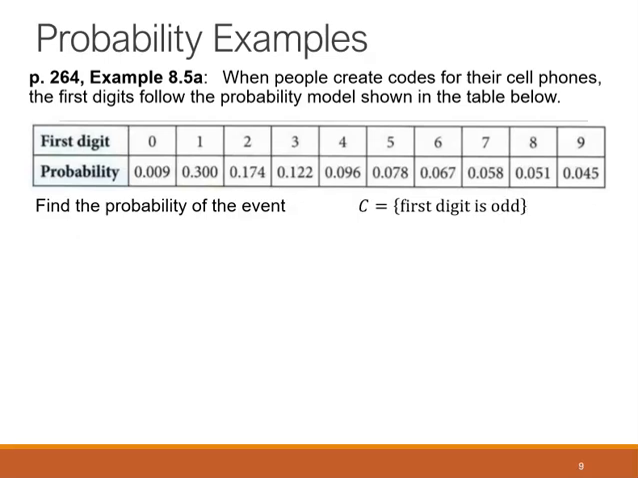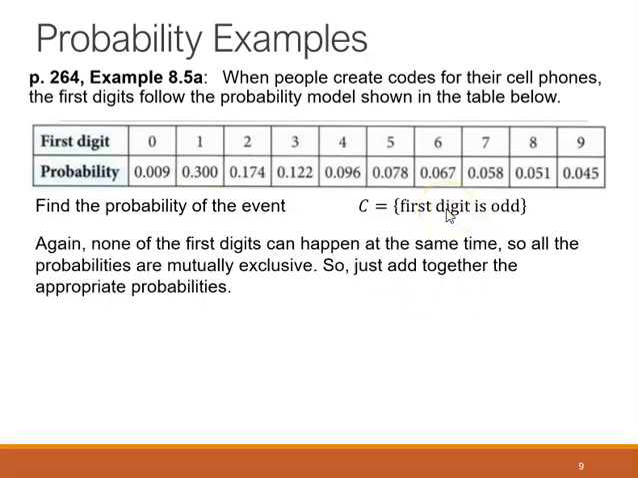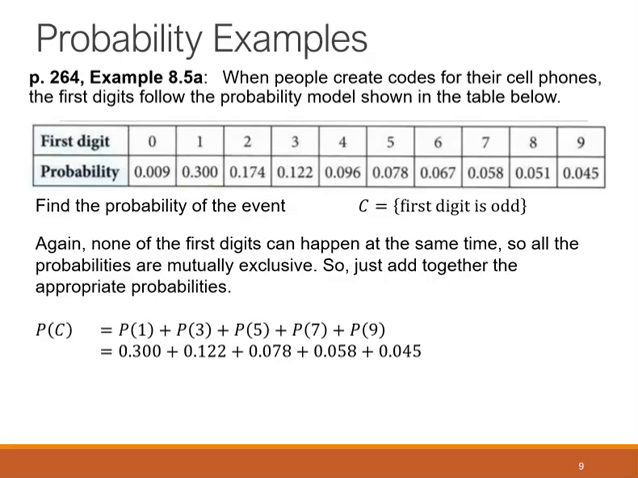Let's continue on. Let's calculate the probability the first digit is odd. What are the outcomes in that event? 1, 3, 5, 7, and 9, right? Are they mutually exclusive? Yes. So to calculate the probability the first digit is odd, I can just do the same thing and add up the probabilities for 1, 3, 5, 7, and 9. I just read those from the table, and I get 0.603. Still feel good? No big deal.